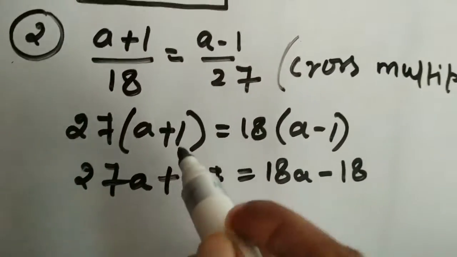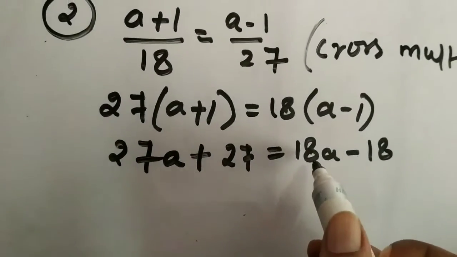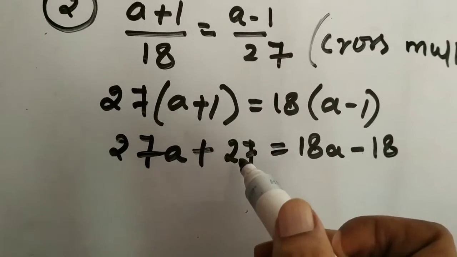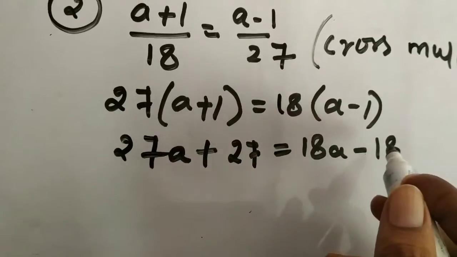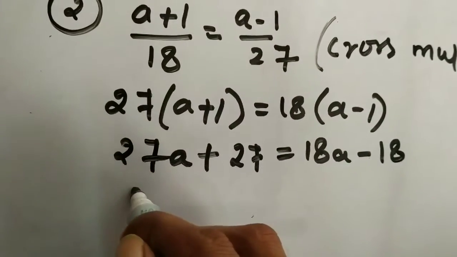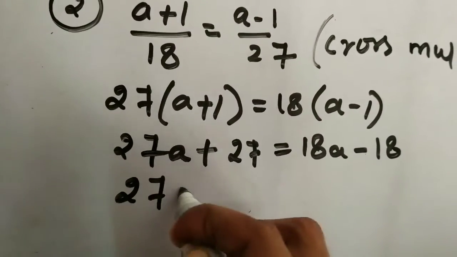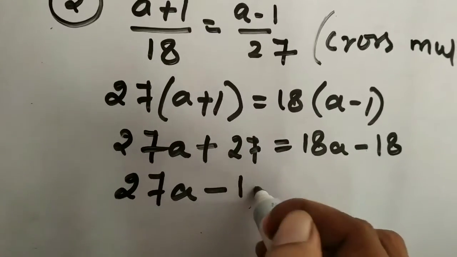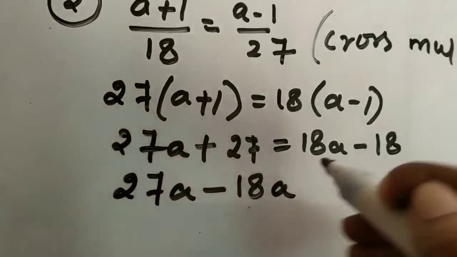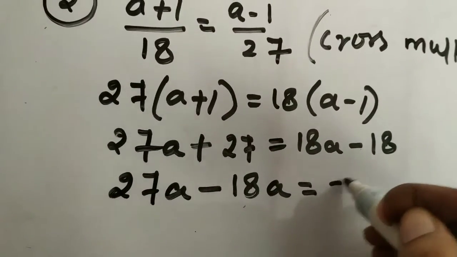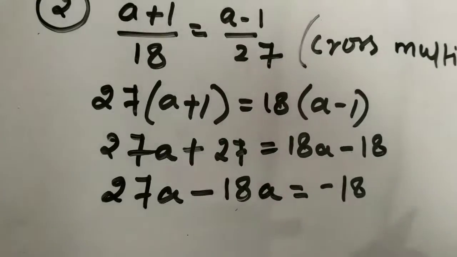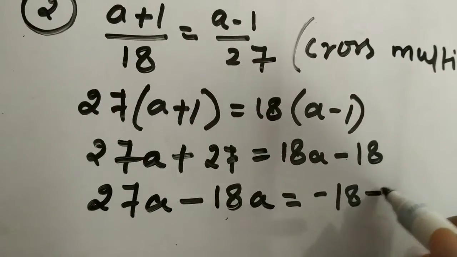Now just shift all the terms of a to the LHS side and all the remaining terms to the right hand side. Just transpose it. So this will become 27a, and when it crosses the is equal to sign, it will become negative, so it will become minus 18a, and similarly here minus 18, and when 27 crosses the is equal to sign, its sign gets changed and it will become minus 27.